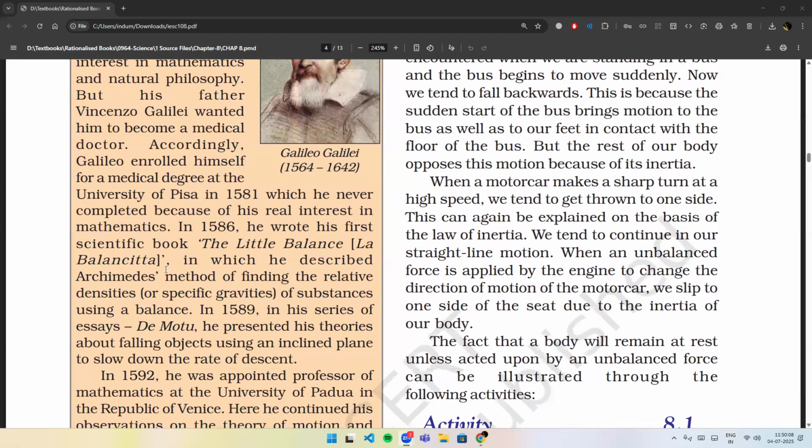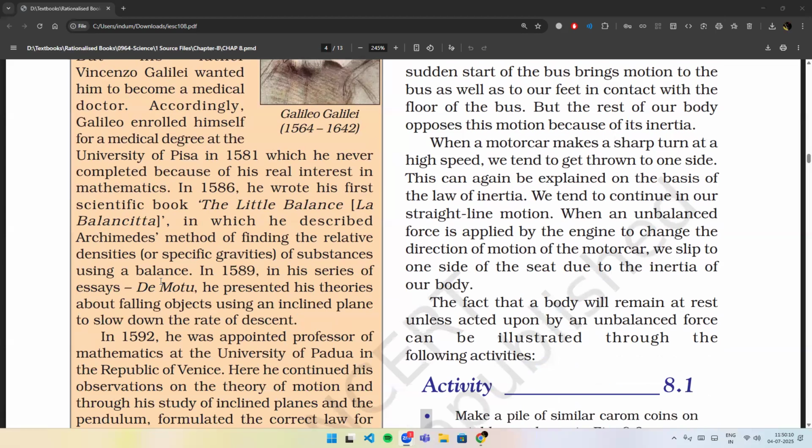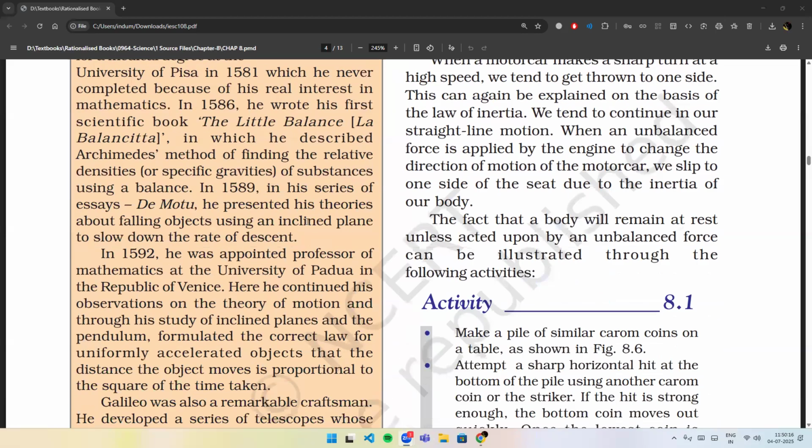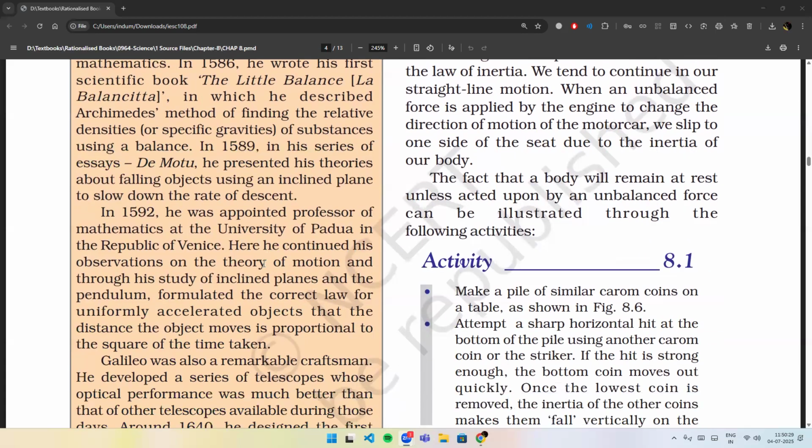In 1586, he wrote his first scientific book, The Little Balance, in which he described Archimedes' method of finding the relative densities of substances using a balance. In 1589, in his series of essays, De Motu, he presented his theories about falling objects using an inclined plane to slow down the rate of descent.